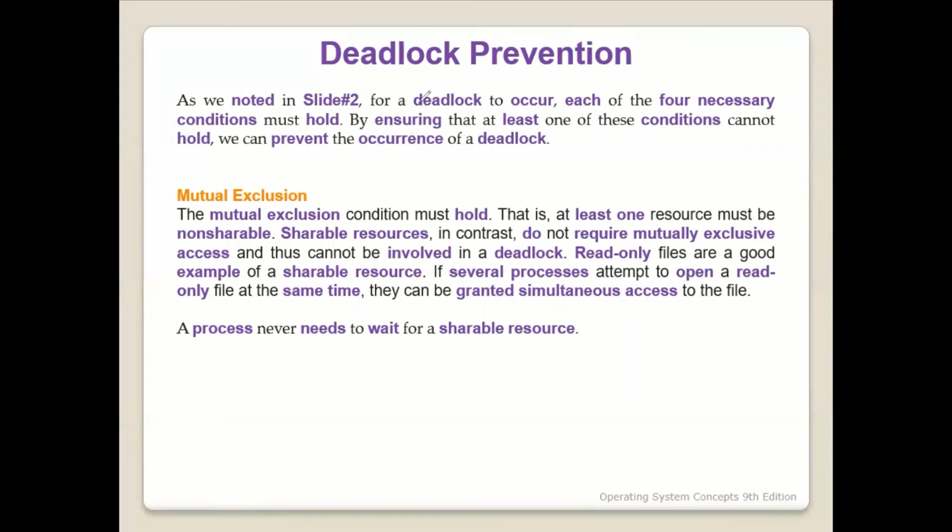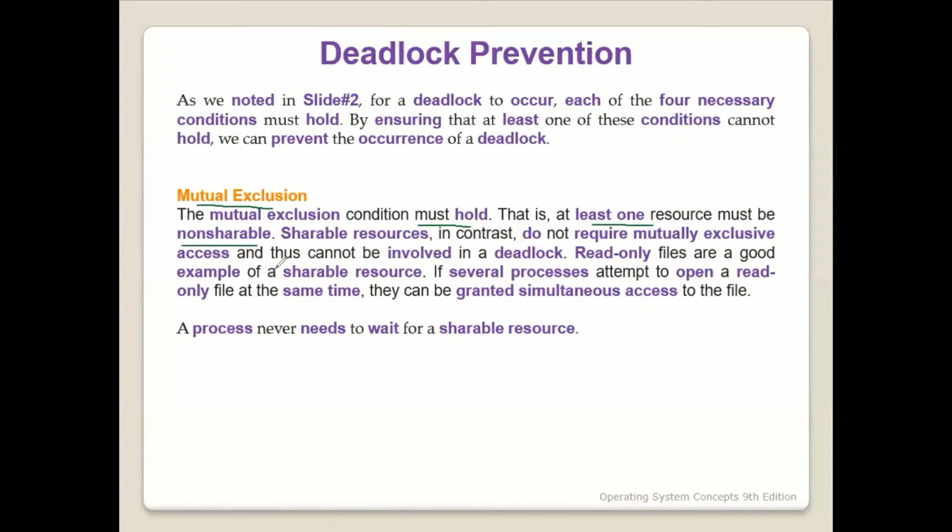See, in slide 2, at the beginning of this chapter: for a deadlock to occur, each of the 4 necessary conditions must hold. Ensuring at least one of these conditions cannot hold, we prevent the occurrence of deadlock. That's the thing we are going to see. First one is mutual exclusion. The mutual exclusion condition must hold. That means at least one resource must be non-shareable.